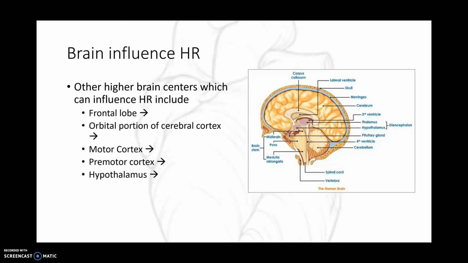Our hypothalamus is where our thermoregulatory center is. This is where we detect hot, we sweat, cold, shiver, all of that good stuff. And we also have a cluster of cell bodies within the diencephalon called the fields of Forel. This influences heart rate. This is what causes us to shiver.